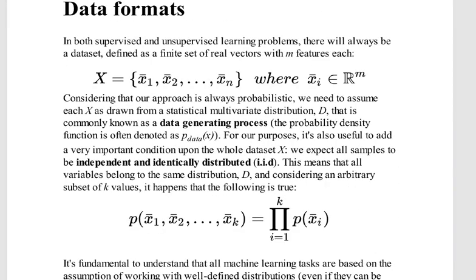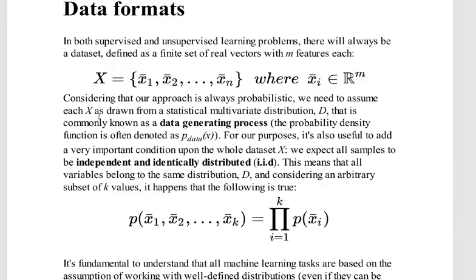So what are the data formats? Here we can have a look: as we know, the data is classified as both supervised and unsupervised. In a supervised learning problem, there will always be a dataset defined as a finite set of real vectors with m features, like any value X, which is nothing but a subset of x1 to xn, where xi is any data item which belongs to R^m. What is m? A subset or a complete set of what?